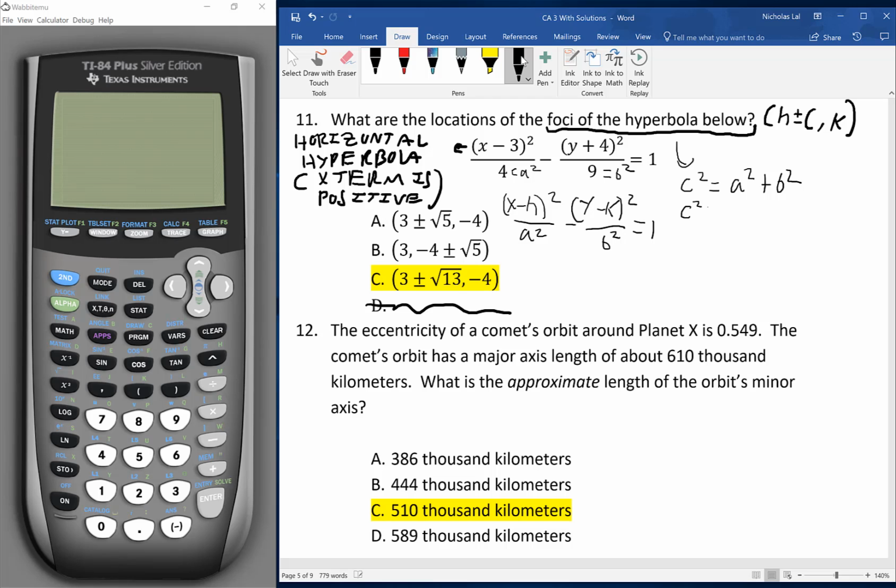So c squared is equal to 4 plus 9, so c squared is equal to 13. c is equal to the square root of 13. So if c is equal to the square root of 13, and the foci of a hyperbola are h plus or minus c, comma k, then that would be 3, because the center of x minus 3, x minus h, so you change the sign, 3 plus or minus c, square root of 13, comma, y plus 4, change the sign, negative 4. So that's going to be answer choice C.